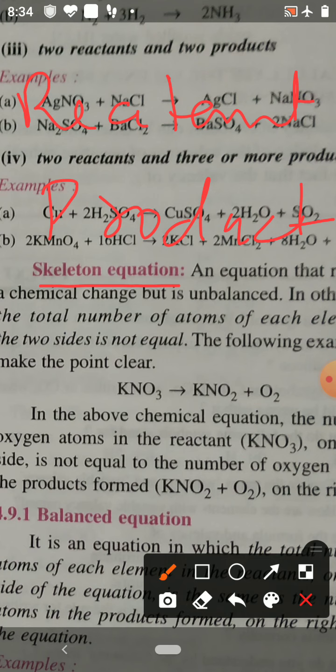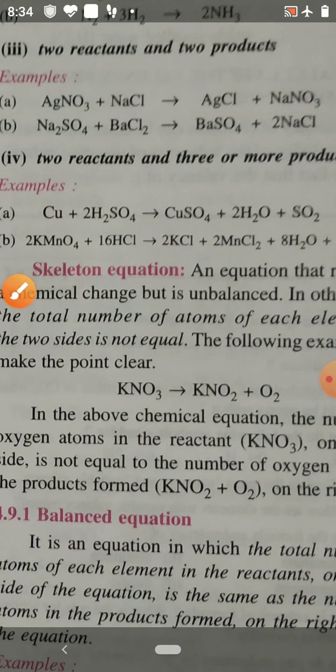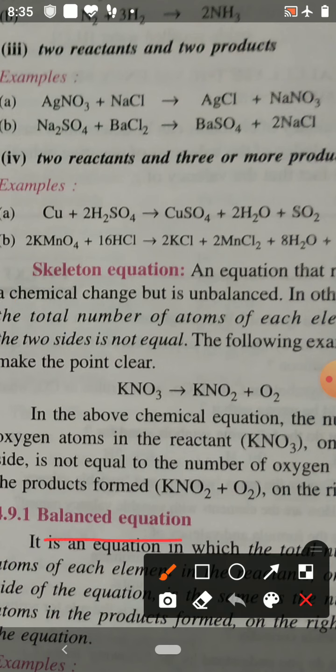Balanced chemical equation: a chemical equation in which the total number of atoms of each element in the reactants and products are equal. It means the total number of atoms of elements in the reactants is equal to the total number of atoms in the products. So that is called balanced equation.